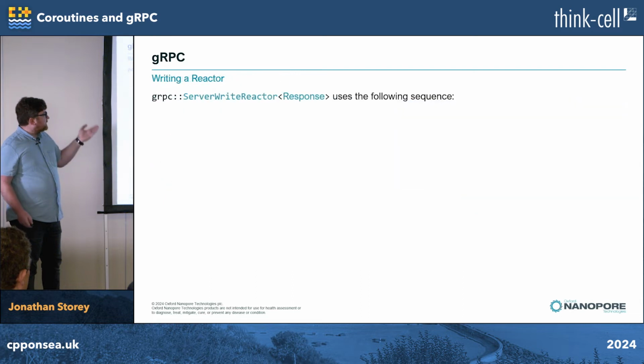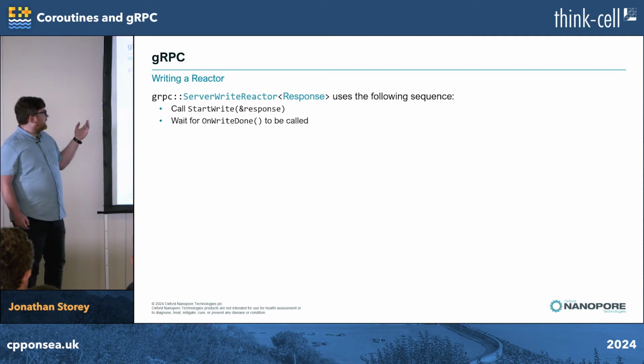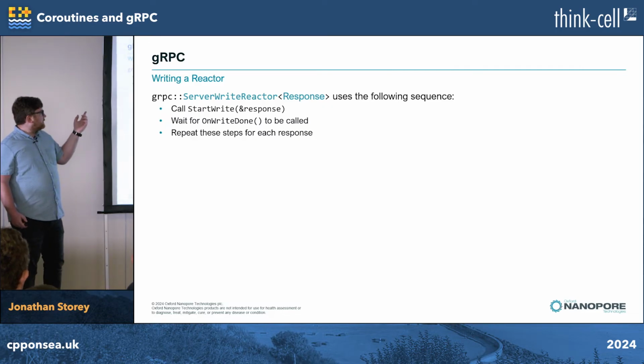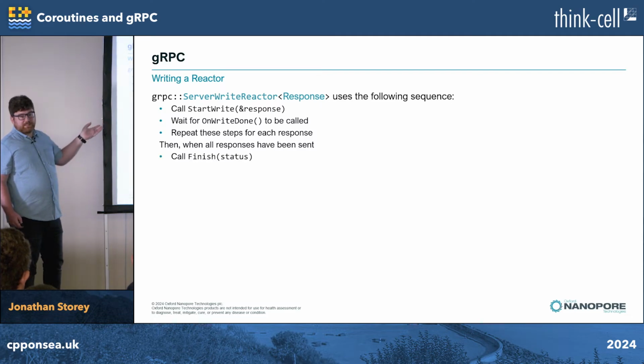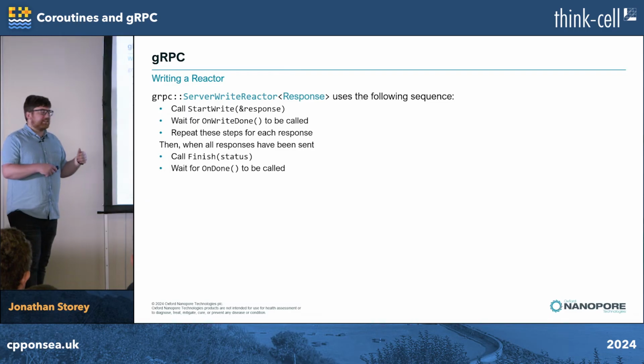We need to write that class, so let's look at how we write that class. So the server write reactor that we're going to use, you have to call start write to kick off the first write, and at that point, you want to return to the gRPC layer, and then when your write completes, the gRPC layer will call this on write done function. Then you keep doing that until you've sent all the responses, and then you call finish with a status. And then when the gRPC layer is completely finished with you, you get this on done callback, at which point you have to clean yourself up. It's a really weird idiom and it looks really funny in the code, but it's just what everyone has to do.